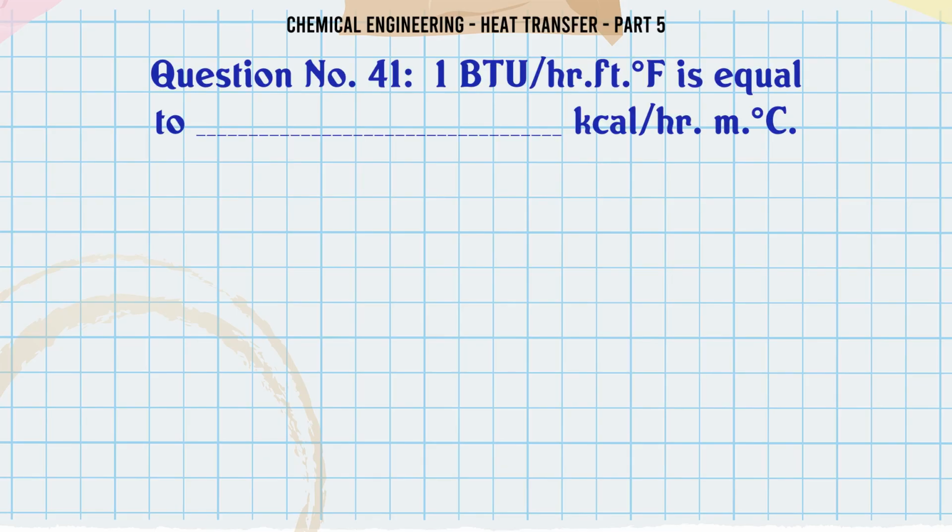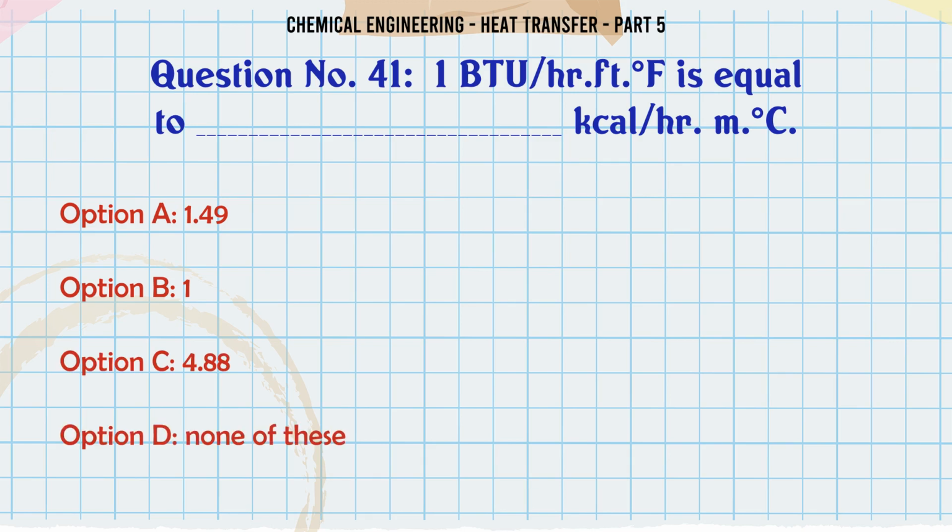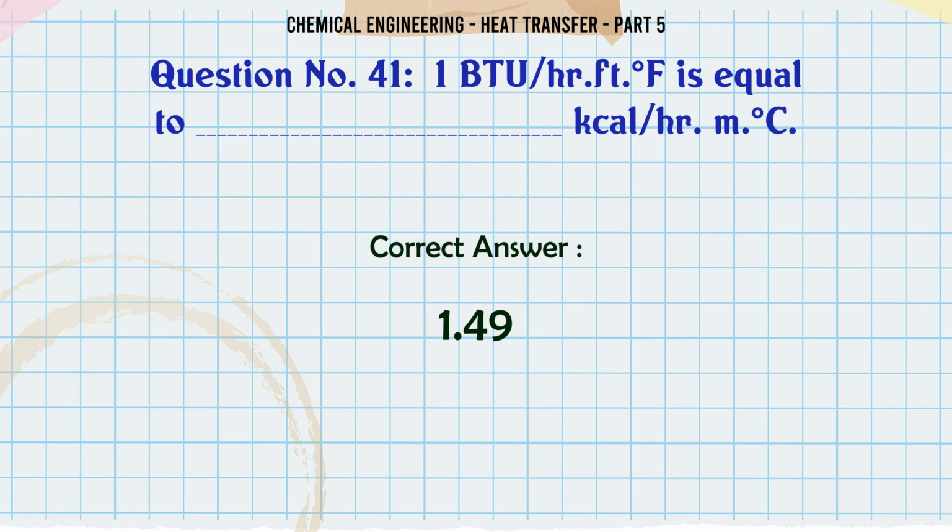1 BTU per hr.ft.F is equal to how many cal per hr.m.C. A. 1.49. B. 1. C. 4.88. D. None of these. The correct answer is 1.49.